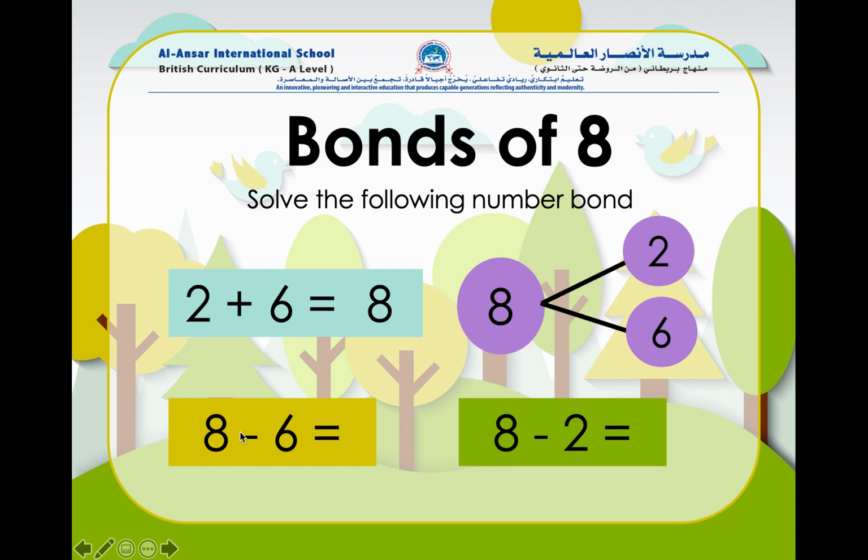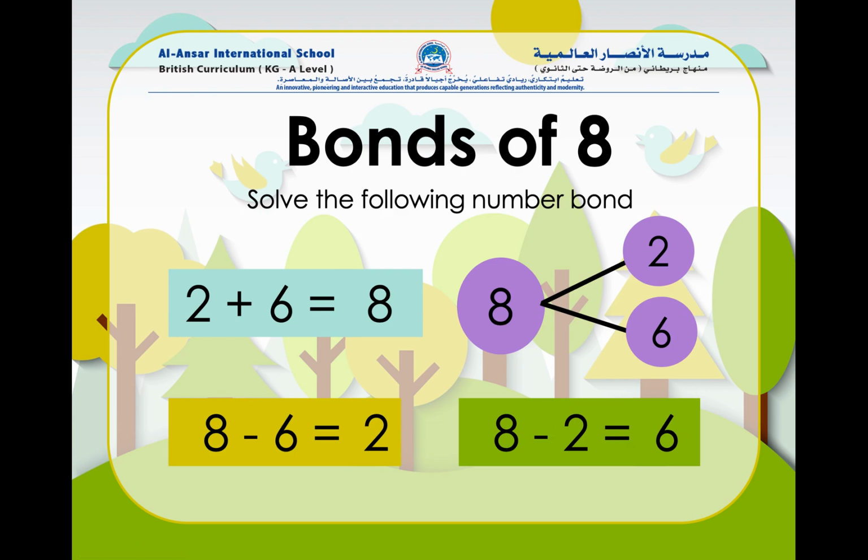8 minus 6. Now we can put our big number in our head and the small number on your fingers. And remember, when you are subtracting, we're counting backwards. So 8 minus 6. 7, 6, 5, 4, 3, 2. So 8 minus 6 equals to 2. Now, here we have 8 minus 2. So we're going to put 8 in your head and 2 on your fingers and count backwards. 8, 7, 6. So here we know that 8 minus 2 equals to 6.